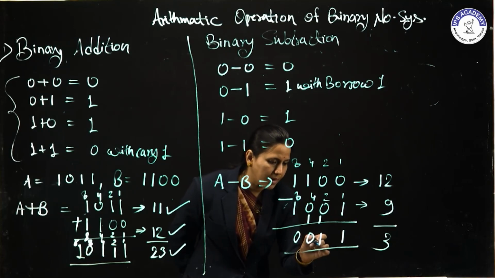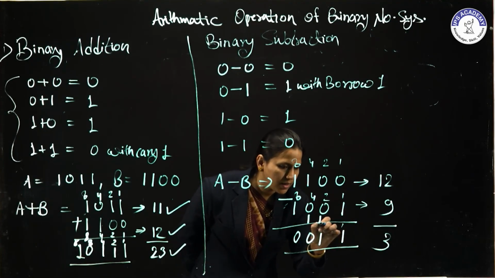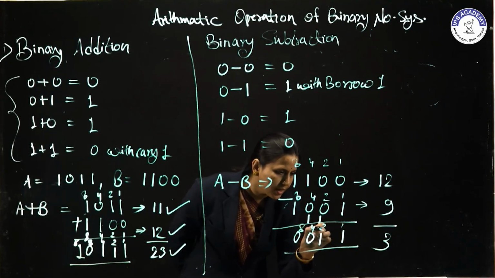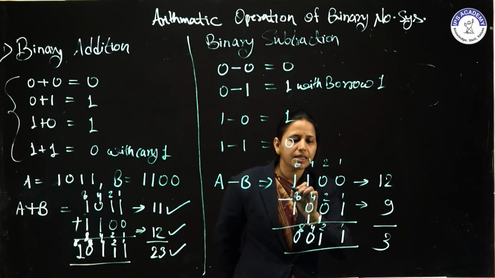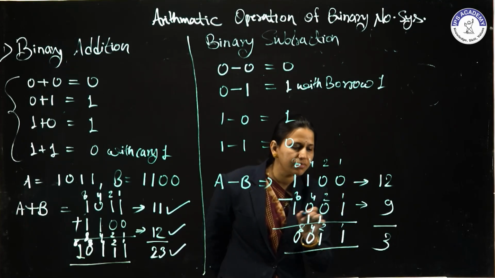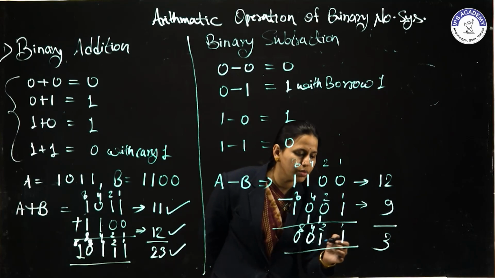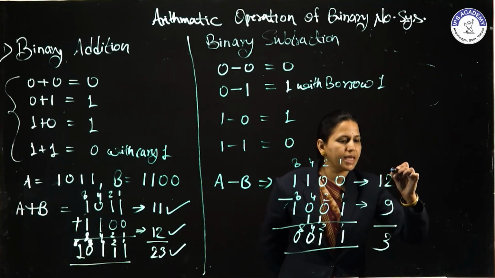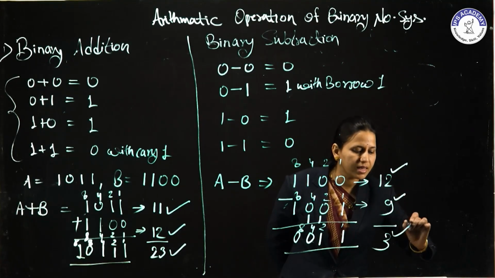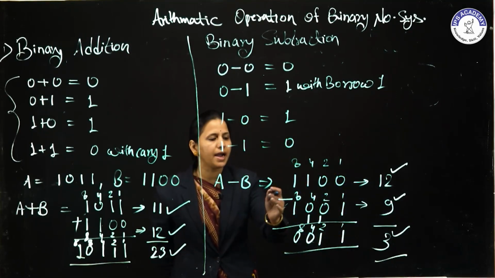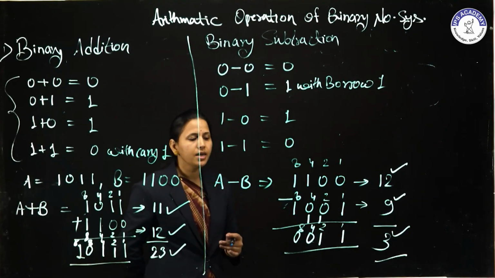So check the binary number. This is 1, 2, 4, 8. 2 plus 1, 3. That means 1100 minus 1001 will be 0011. So if in case of decimal our answer is correct, then in case of binary our answer will also be correct.